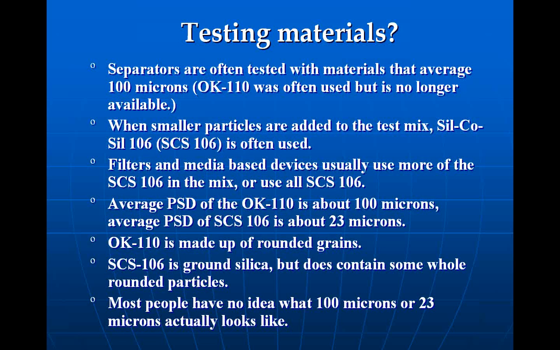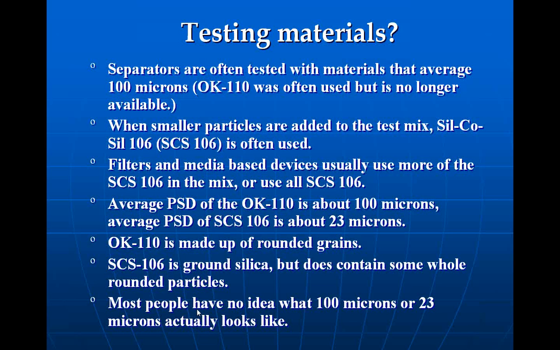So the average particle size of the OK110 is about 100 microns. Average particle size of SilicaSil 106 is about 23 microns. Settling speed, all other things being equal, if you're talking about small particles, works off the square of the radius. And so if we made it 25 and 100, 1 to 4, OK110 would sink about 16 times as fast as the average particle in SilicaSil 106. Meaning you might need a device 16 times bigger to capture all of the 25 micron particles.